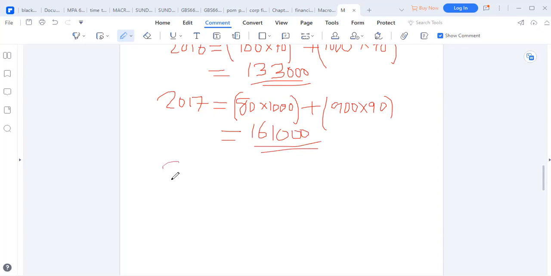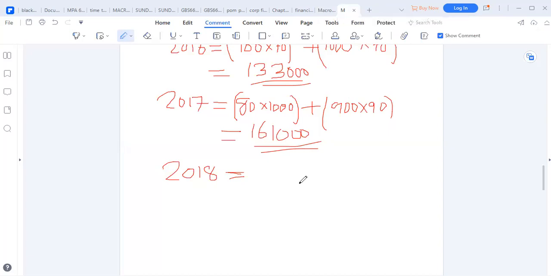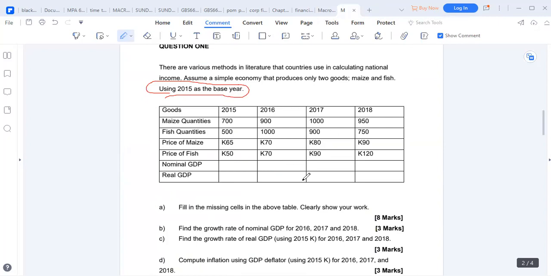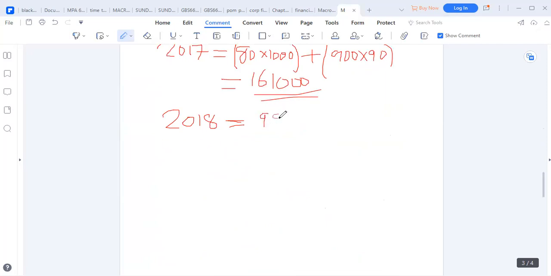Then we can find 2018. For 2018, we can sort out that one using those values. So we are getting that information. For this one, you're going to get 950 multiplied by 90.